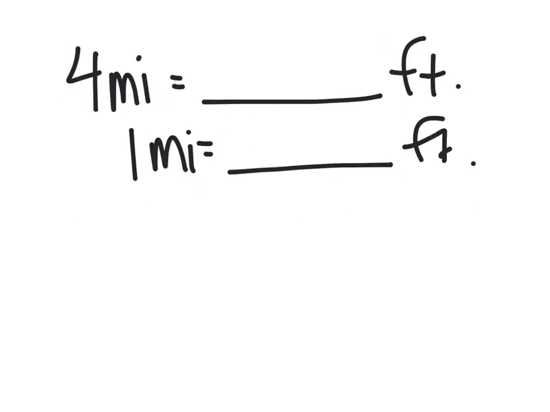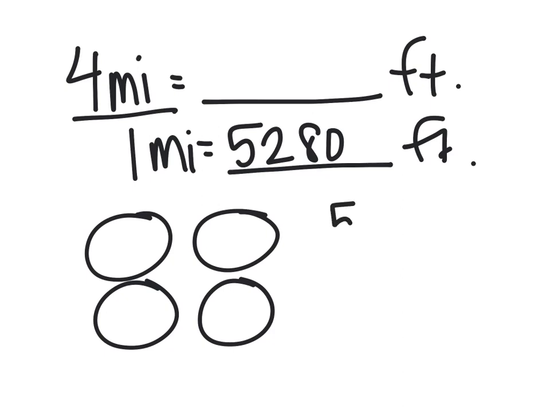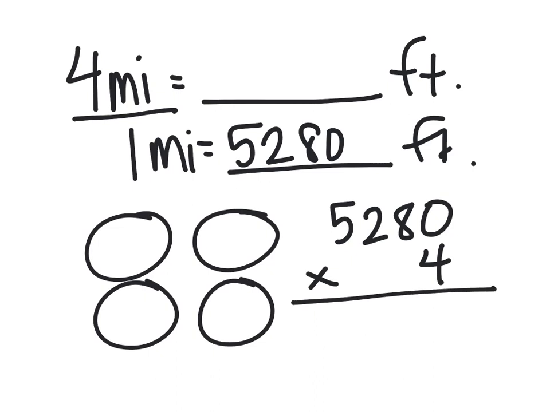All right, now we're going to do a problem with miles. We're going to do 4 miles equals how many feet? We know that 1 mile is how many feet? 5,280. We need 4 miles, so we're going to pretend each one of these circles is 1 mile. So that means each one is 5,280 feet. So that means I can do 5,280 feet times 4 because we want 1, 2, 3, 4 miles.